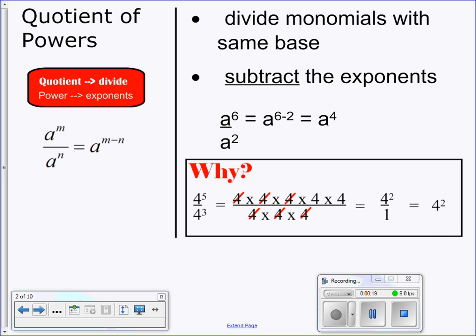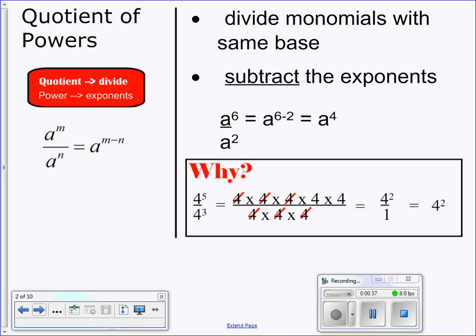So we divide monomials that have the same base. They must have the same base, and you subtract the exponents. So you always subtract the denominator from the numerator. So a to the 6th divided by a to the 2nd is a to the 6th minus 2, which is a to the 4th. Why does this work?